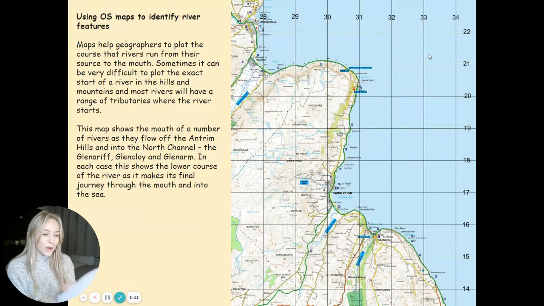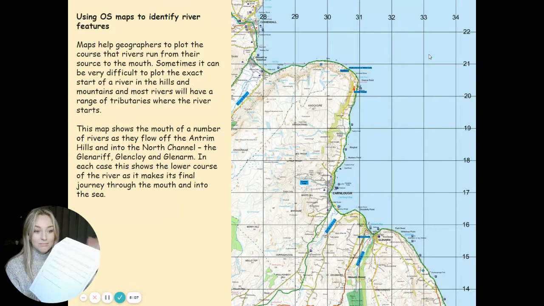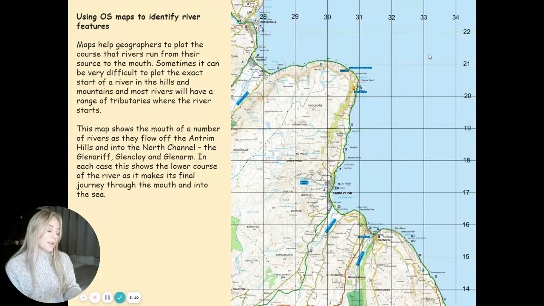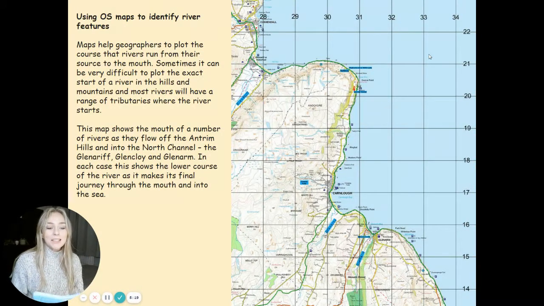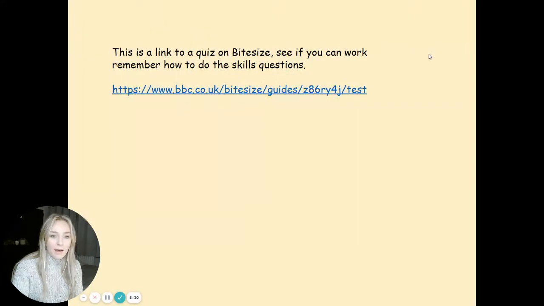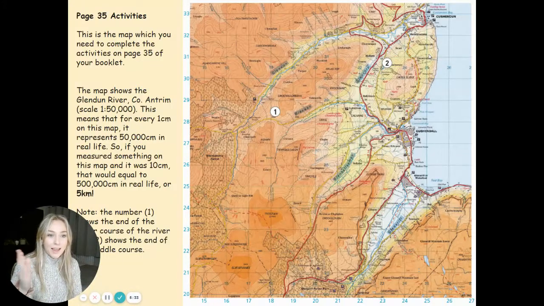After that, I am going to focus mostly on page 35 throughout this lesson. And you'll see as well that I have told you at the top of page 35, it says use the OS map on page 18 of the GCSE textbook to answer the following questions. Now, you obviously don't have the GCSE textbook with you, it's in school. So what I've done is I have included it within this PowerPoint. That is the map that you need to do these questions.